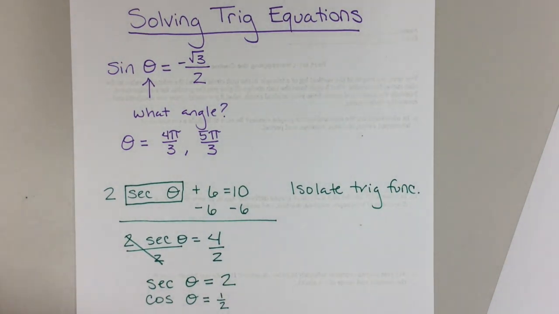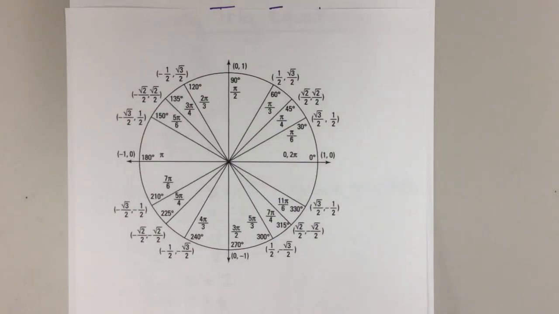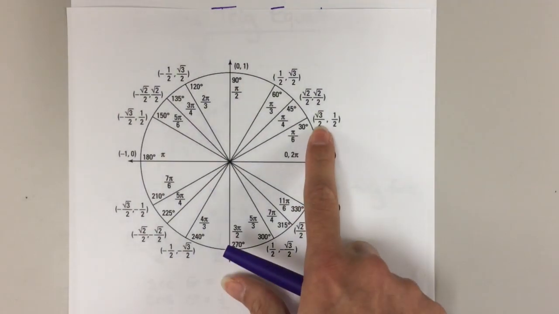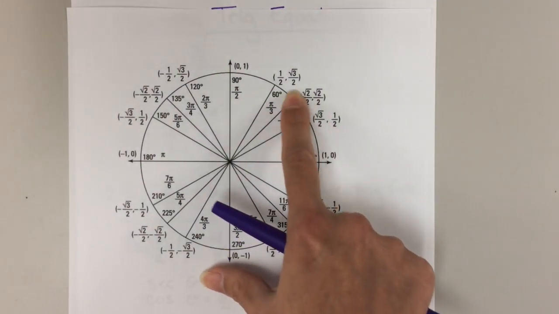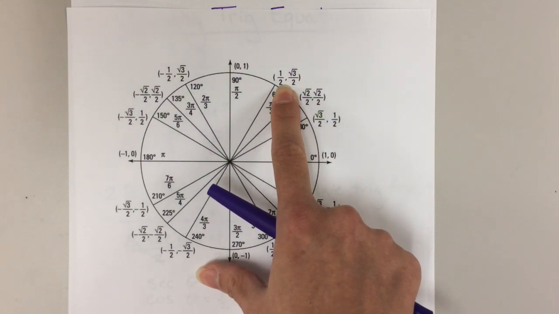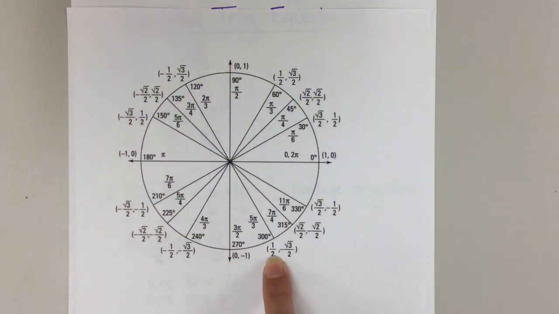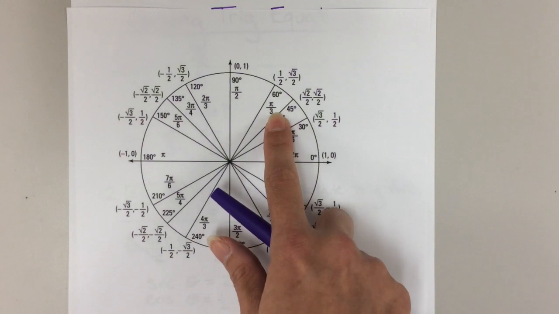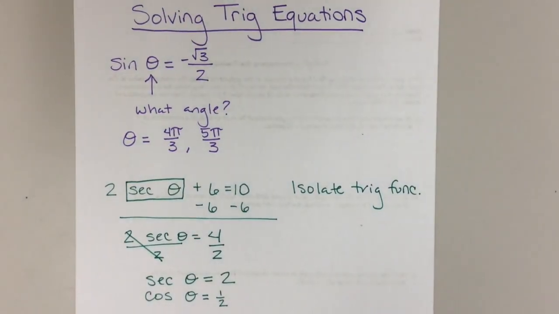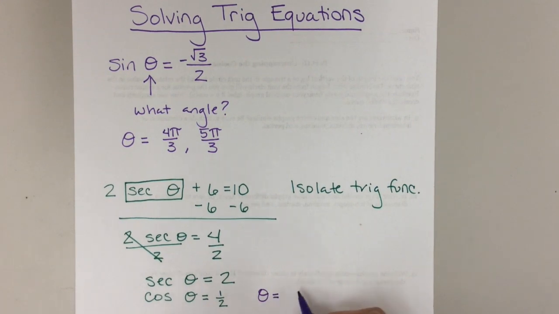We're going to go to our unit circle and find where is cosine equal to 1/2. Remember, cosine is your x coordinate. So we're going to look at our x coordinates as we go around, and we're going to find the ones that equal 1/2. Well, here's a 1/2, and that's pi over 3. And these are negative, so we don't like those. Here's a positive 1/2, so that's 5 pi over 3. So where's cosine 1/2? Here at 5 pi over 3 and here at pi over 3. So those are our answers. So we can say that theta equals pi over 3 and 5 pi over 3.